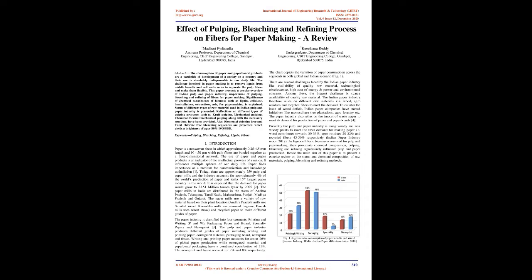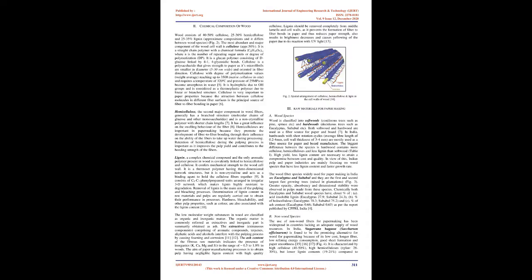There are several challenges faced by the Indian paper industry, like availability of quality raw material, technological obsolescence, high cost of energy and power, and environmental concerns. Among these, the biggest challenge is the scarce availability of quality raw material. The Indian paper industry therefore relies on different raw materials, viz. wood, agro residues, and recycled fibers to meet the demand. To counter the issue of wood deficit, Indian paper companies have started initiatives like monoculture tree plantations, agroforestry, etc. The paper industry also relies on the import of waste paper to meet its demand for production of paper and paperboards.